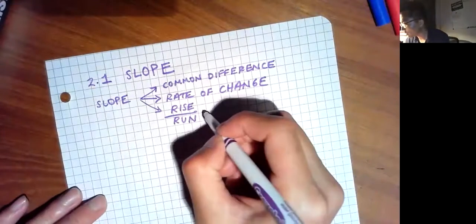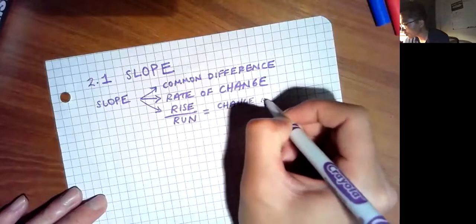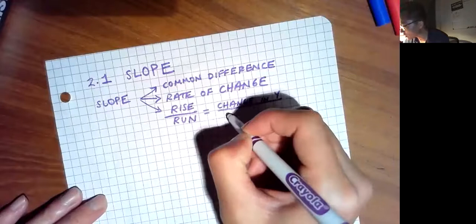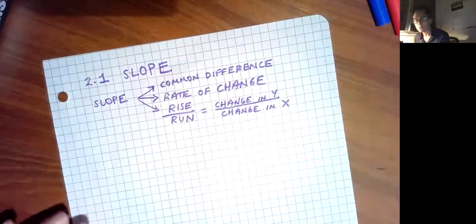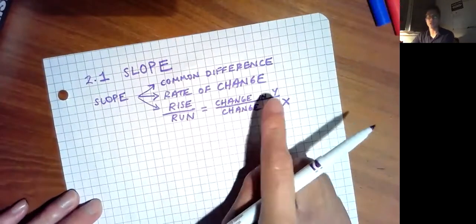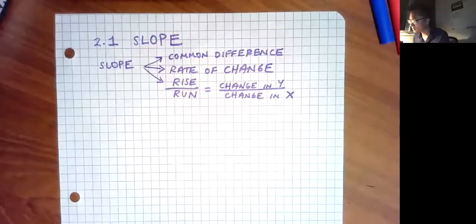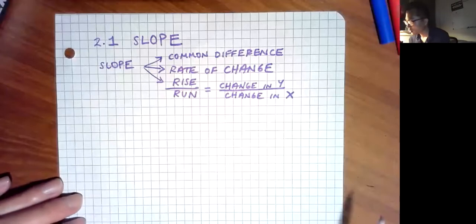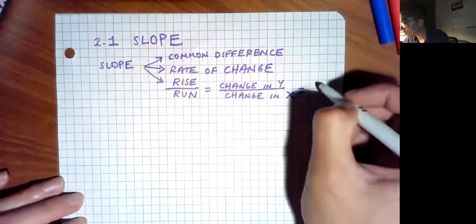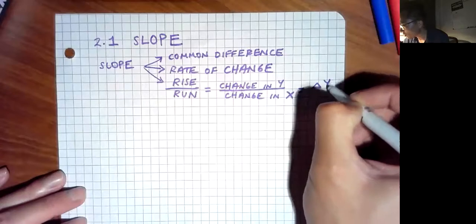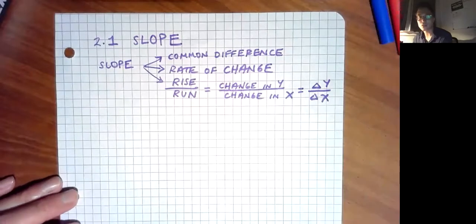And this rise over run, that's the same thing as the change in y over the change in x. And this last one is what we're going to be focusing on today, that change in y over change in x. So this change in y and change in x, sometimes you might see it as delta y over delta x. That delta is a Greek symbol. That triangle, it means change.